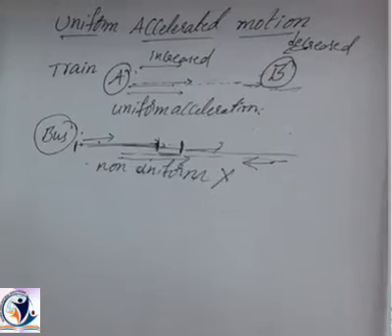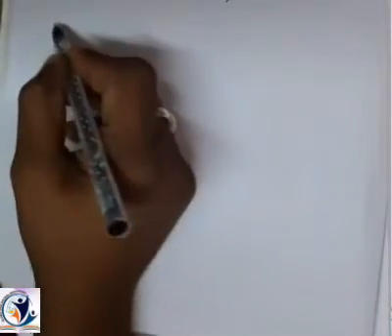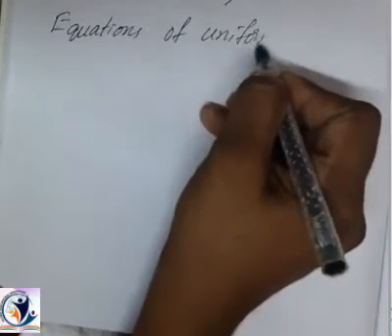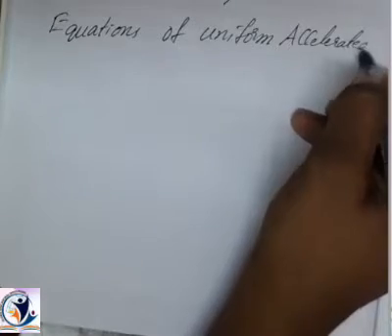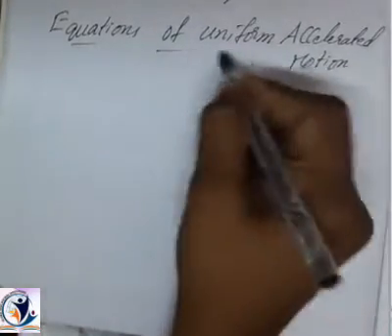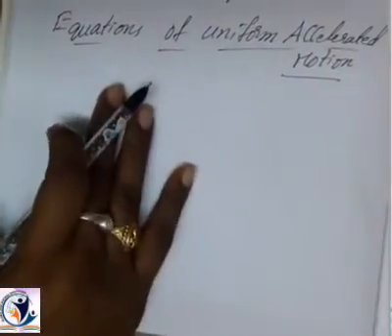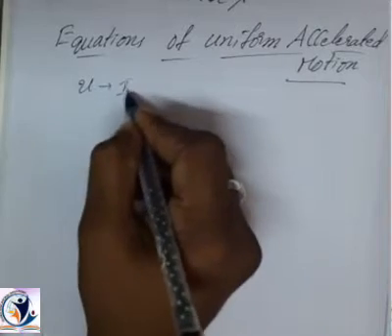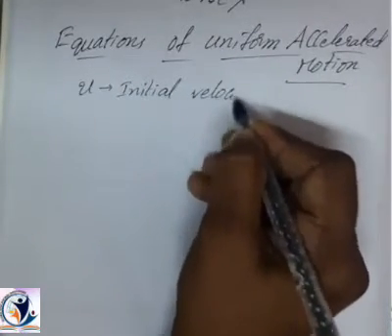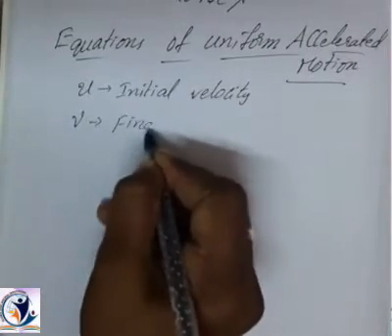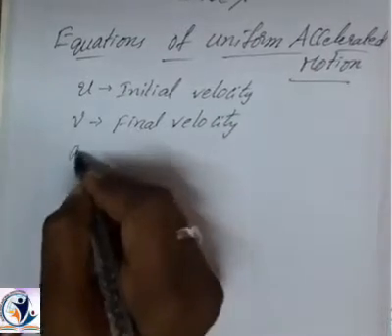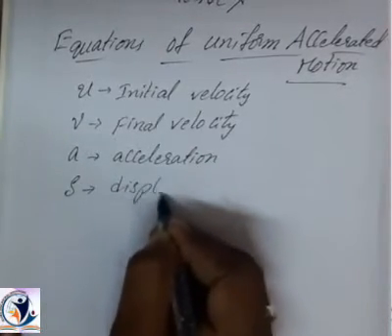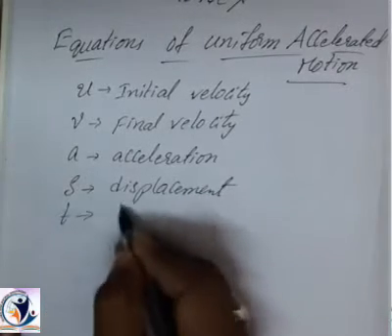So today we are going to consider the equations of uniformly accelerated motion. While we derive these equations, we are going to find the relation between the initial velocity, u, the final velocity, v, acceleration, a, displacement, s, and time taken, t.